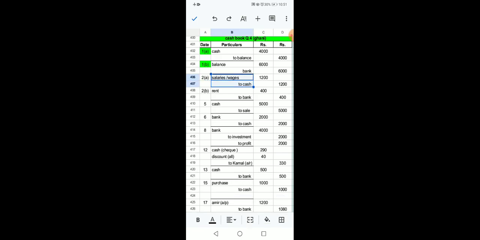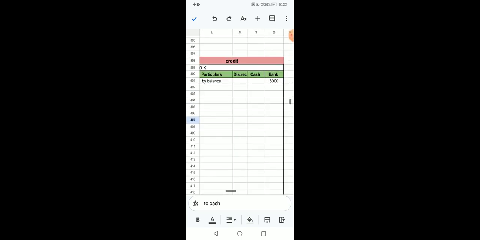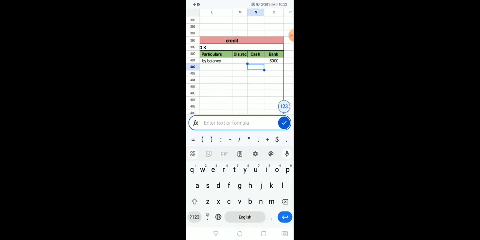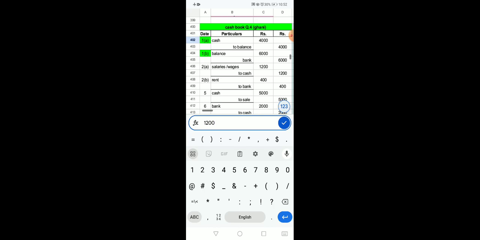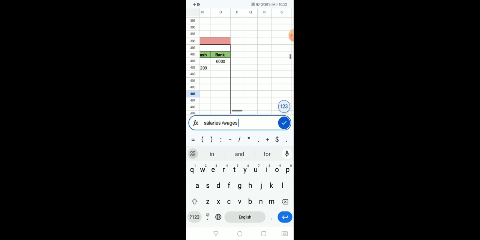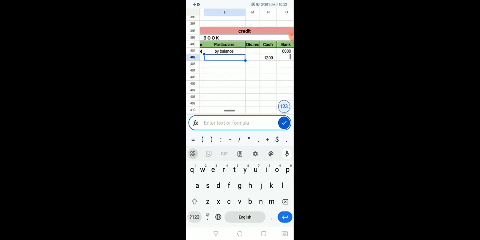There are two elements, but only one element is related to cash book, which is cash. Cash is credited by 1200, so go to the credit side of cash and write 1200 in cash column. Now see the reference. What is written on opposite side of cash? That is salaries and wages. So you will mention here salaries and wages with an additional word of by.